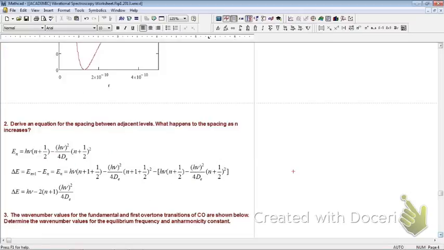Next we move on to the spacing between energy levels. We'll start with the equation here for the energy of a given level. And then we'll just take the difference between the energies of level n plus 1 and n, in this case, to give us this expression here. And there's actually a mistake there. We'll just erase that.